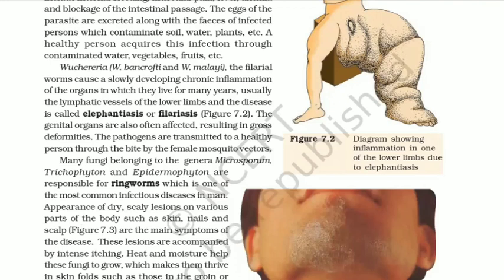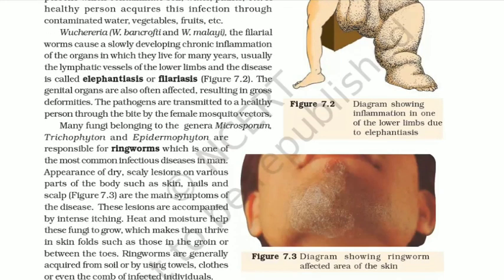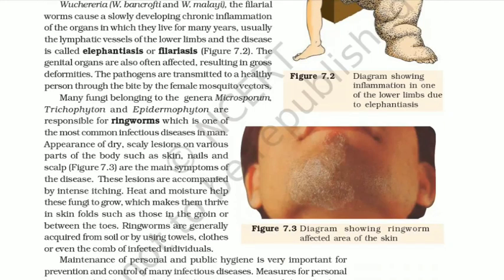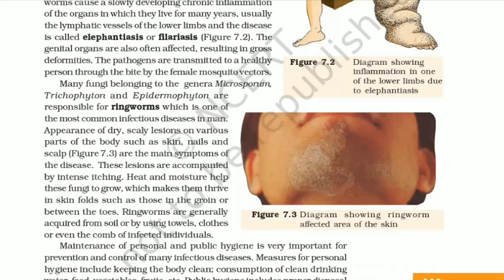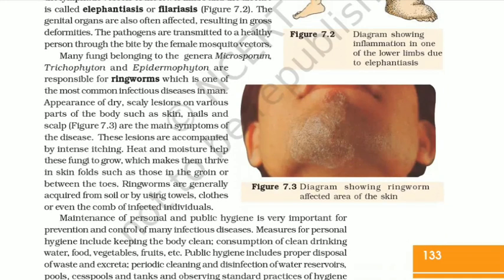Wuchereria bancrofti and Wuchereria malayi, the filarial worms, cause a slowly developing chronic inflammation of the organs in which they live for many years, usually the lymphatic vessels of the lower limbs, and the disease is called elephantiasis or filariasis. The genital organs are also often infected, resulting in gross deformities. The pathogens are transmitted to a healthy person through the bite by female mosquito vectors.